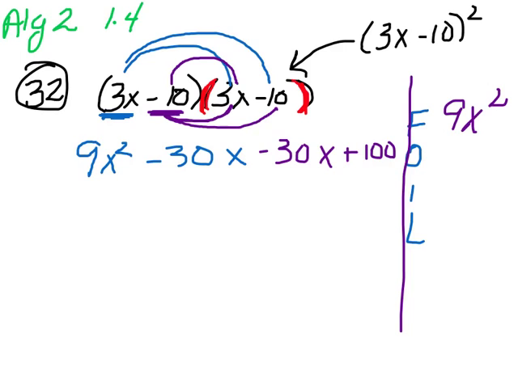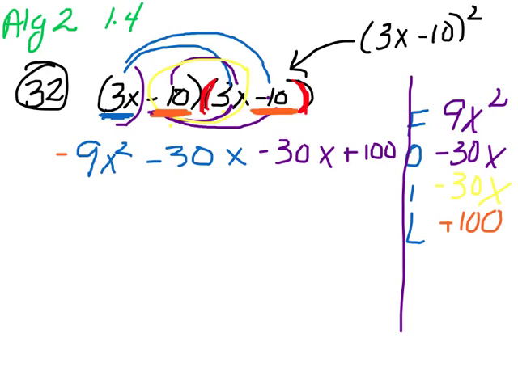The O would be the two outside terms in FOIL, 3x times negative 10, which would have given you the negative 30x, one of them. The two inside terms with FOIL would have been these two terms. Negative 10 times 3x would have given you another negative 30x. And then if you were using that acronym FOIL, you would say the two last terms in each parentheses, negative 10 times negative 10, is plus 100. Regardless, you have the same results in this problem.